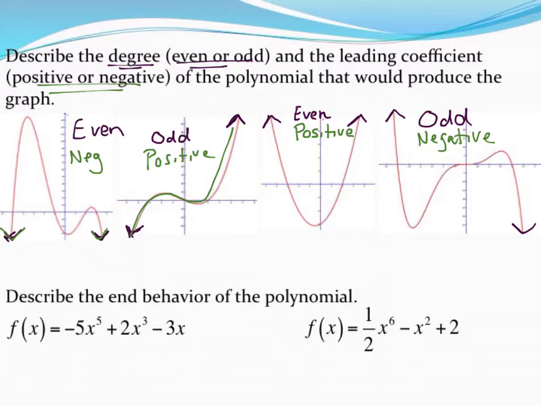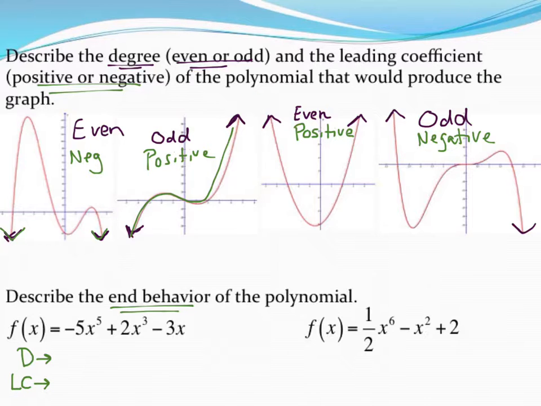These bottom two examples then ask us to describe the end behavior. And while there's a way to do this a little more mathematically than what I'm going to show you, I prefer to just describe end behavior using a picture. And so to find end behavior, I need to look at two things. I need to look at the degree, and specifically, is it even or odd? And then the leading coefficient, and specifically, is it positive or negative?